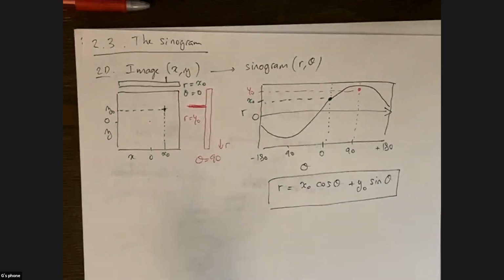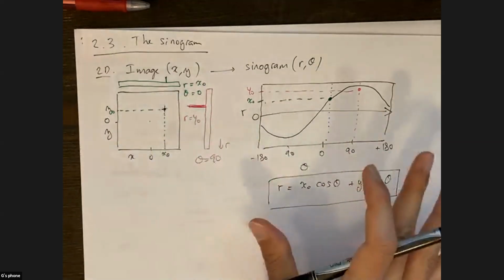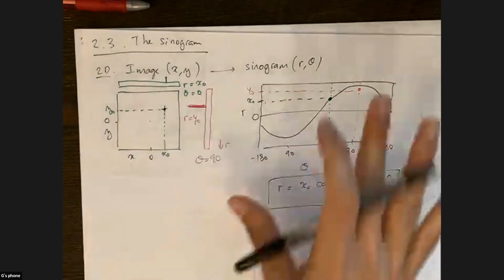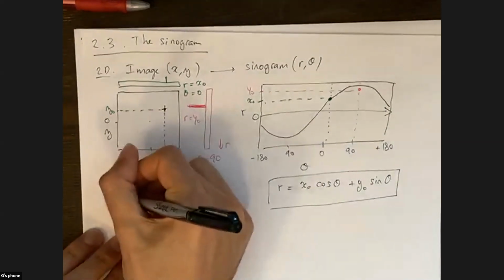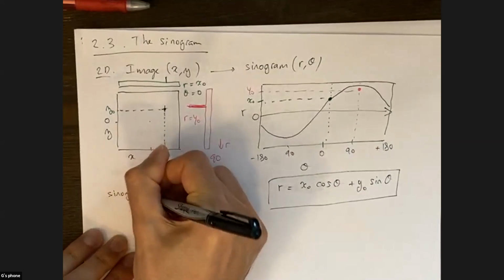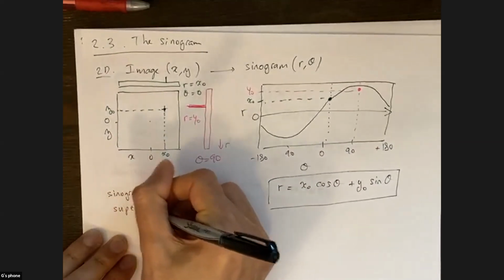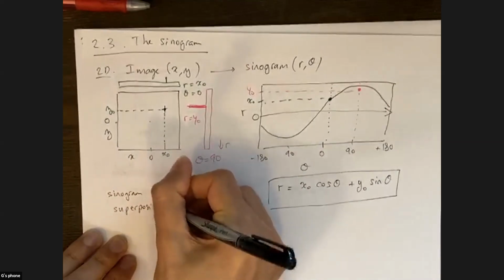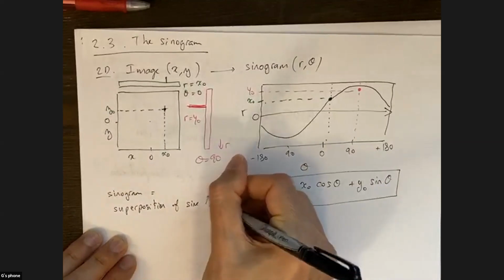Now, in a normal case, your tracer distribution is not going to be a single point source. There's going to be activity everywhere in the image, but because it's a linear system, essentially, the sinogram is going to be a superposition of sine waves. Okay, so the sinogram is a superposition of sine functions.